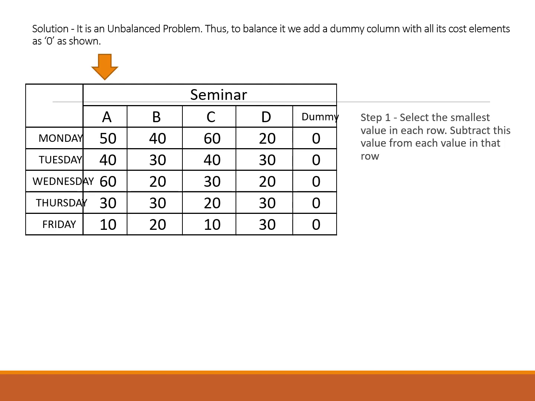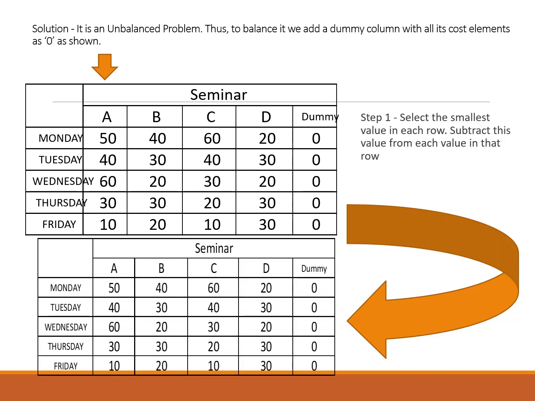Step 1: select the smallest value in each row and subtract this value from each value in that row. So by observation or visualization, you can identify that each row contains the smallest value as 0. So again write down all the elements as they are, because all the values remain the same. Then move on to step 2.